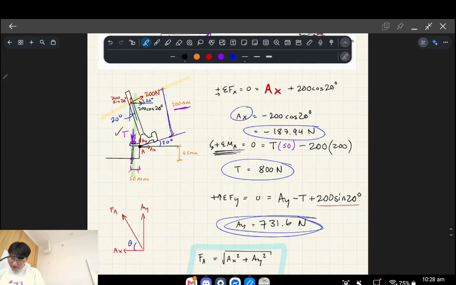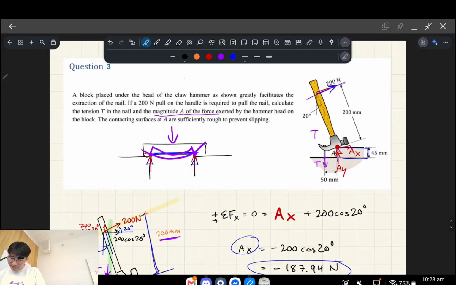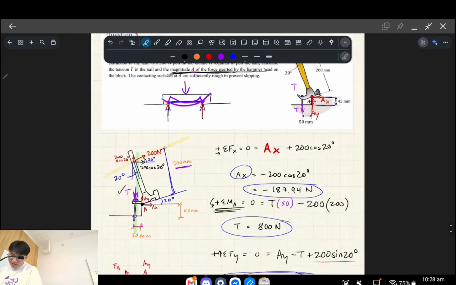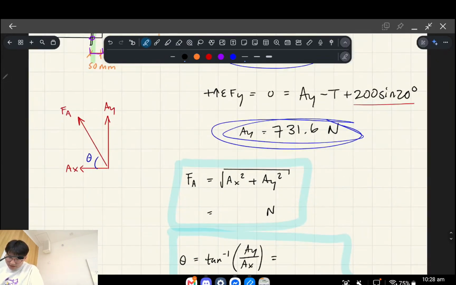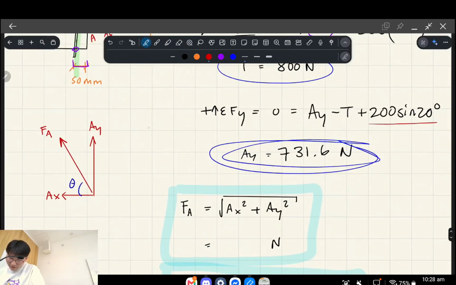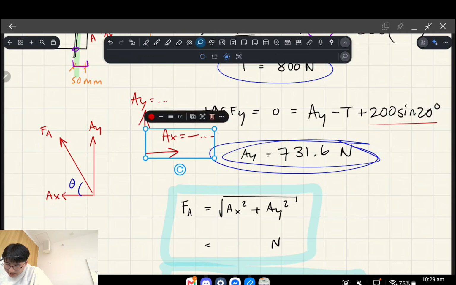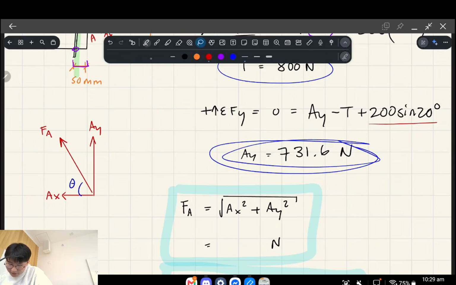Now, going back to the actual question, it wants us to find all of those, but also specifically it wants the magnitude of the force exerted by the hammer onto the block, right? And so remember, we had some value for AY, and we had AX was equal to some negative number. What I'm going to do is flip that now so that AX is pointing to the left and is a positive number.